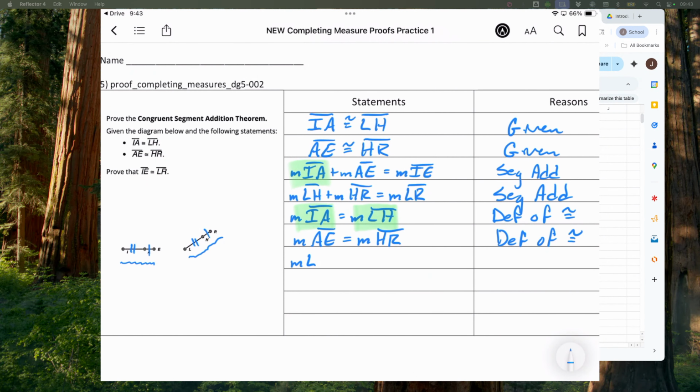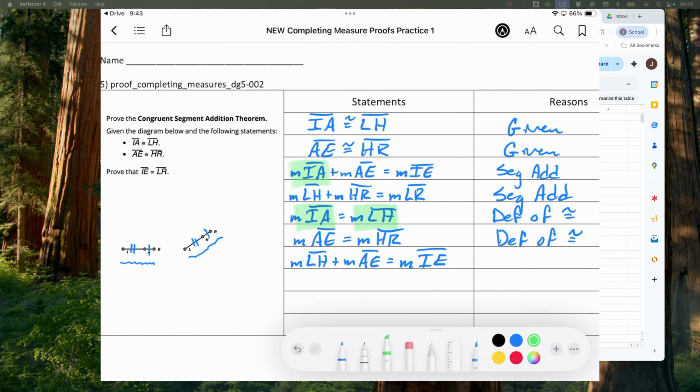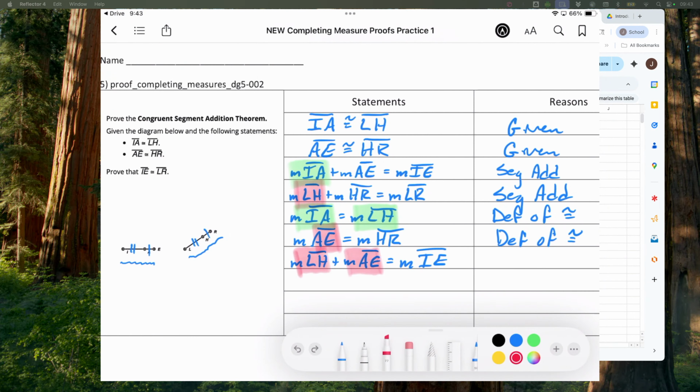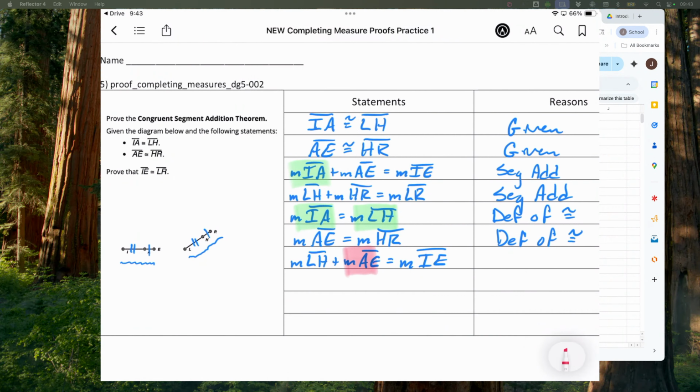So the measure of LH plus the measure of AE is equal to the measure of IE. And now what we've got is LH in both of these spots. We need to switch out AE for HR. So again, we're going to substitute out AE here with HR there.